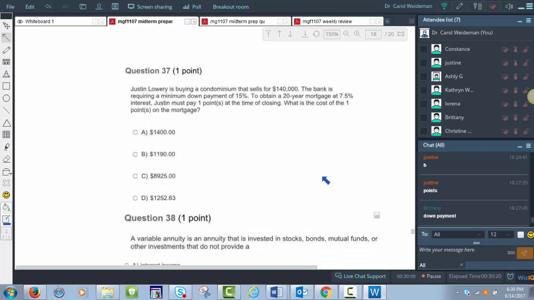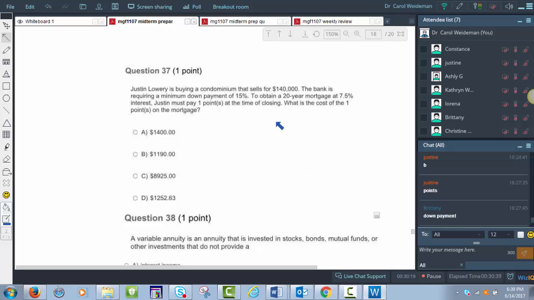Okay, Justin is buying a condo that sells for $140,000. The bank is requiring a down payment of 15%. To obtain a 20-year mortgage at 7.5%, he must pay 1 point. What is the amount of the point that he has to pay?